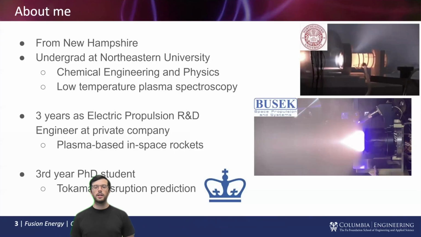So as a first intro, a little about me. My name is Freddie Sheehan. I am a graduate student here at Columbia. I'm originally from New Hampshire. I went to Northeastern as undergrad. I did some low temperature plasma stuff, which we will talk about today. Between grad school and undergrad, I spent 3 years as an R&D engineer at a company called Busek, which makes electric propulsion, which are plasma-based space rockets. We will talk a lot about that today because that is a very cool other non-fusion use of plasmas. And then I'm a third-year PhD student here working on tokamak disruption prediction.